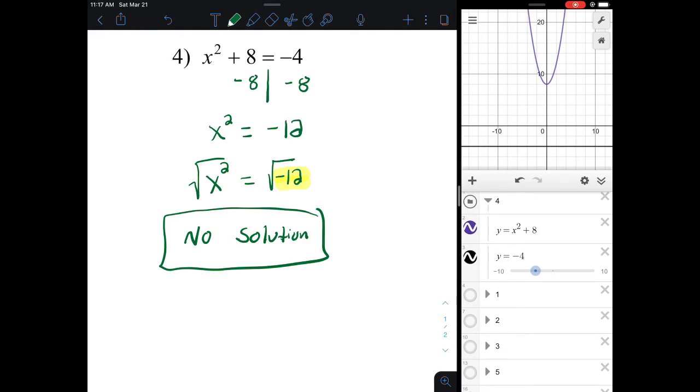And so if I'm solving a system graphically, basically that's what you're doing every time you solve an equation. If they do not intersect one another, there are no real answers. So that's why there's no solution, both graphically and algebraically.